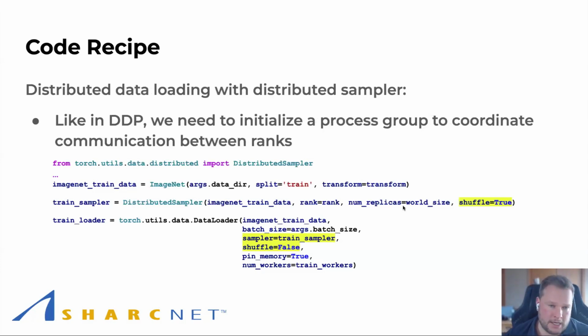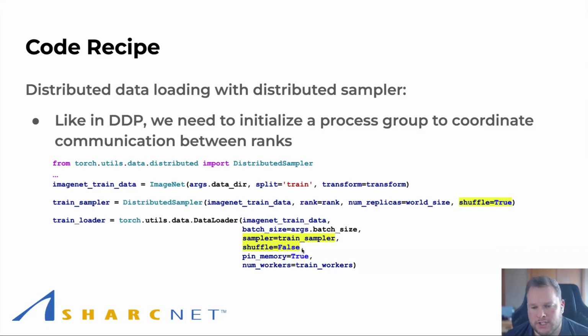Yeah, and then the next thing we need is distributed data loading with a distributed sampler. So, we have to import our distributed sampler. We have our dataset. In this case, it's ImageNet, the training set specifically. You set up your sampler, which takes your dataset, also your rank, and the number of replicas you're going to be working with, which is the same as your world size. And then we're also setting it to shuffle.